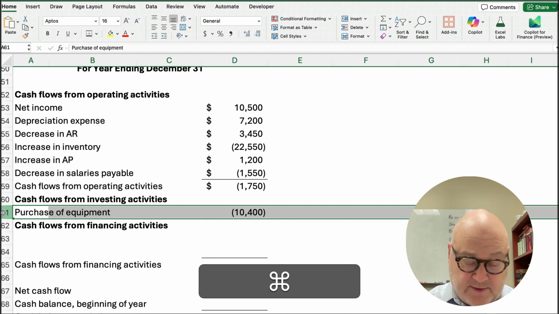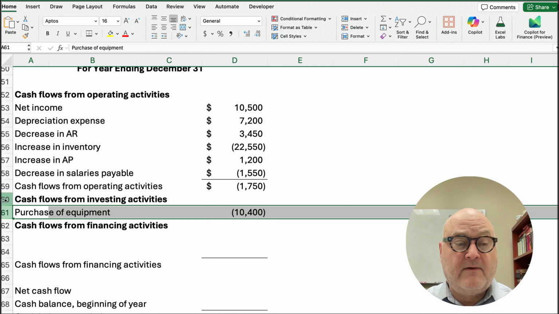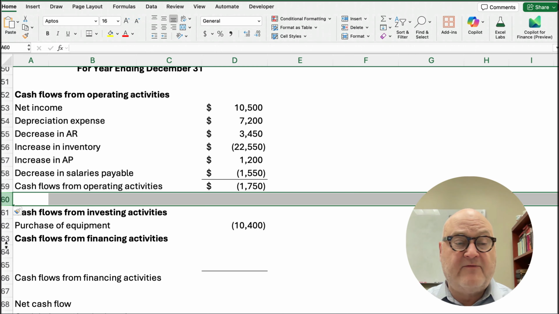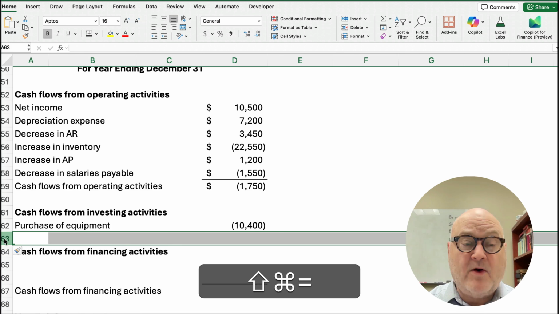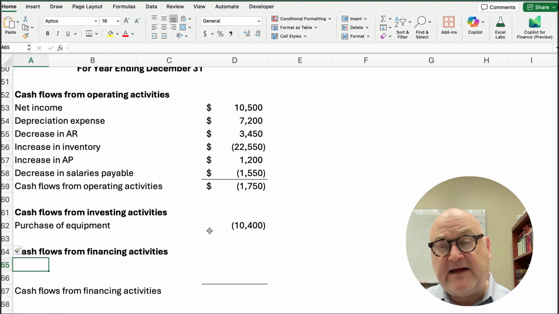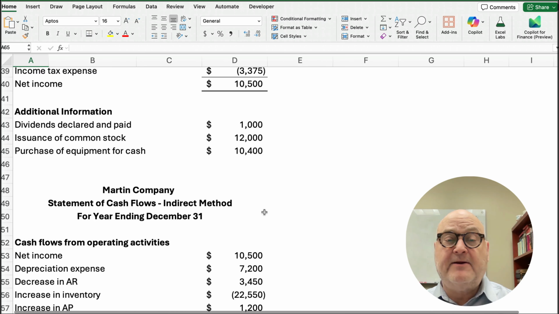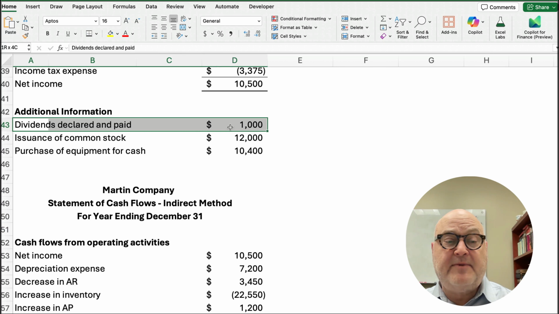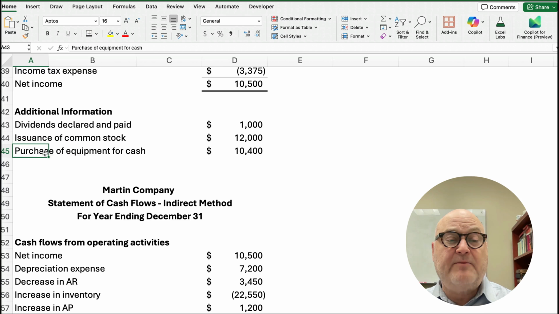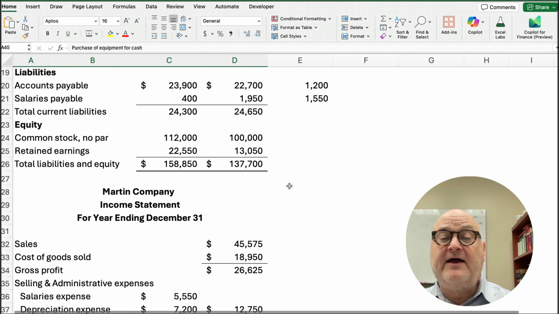In fact, let me give myself a little bit more space. Cash flows from investing activities. It's just that one because we only have one non-current asset. And then we've got cash flows from financing activities. And financing activities are going to be stockholders' equity and long-term debt. Okay, so I know one thing we did have is, let's look here. We had dividends declared and paid, and we issued common stock, and we purchased equipment for cash, 10,400. All right, so that explains our 10,400.